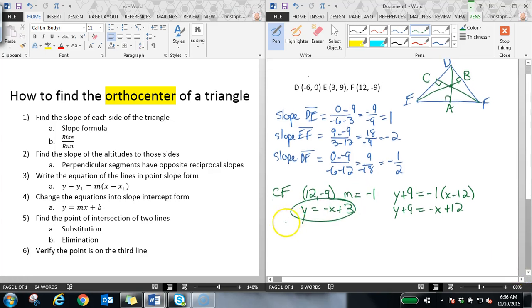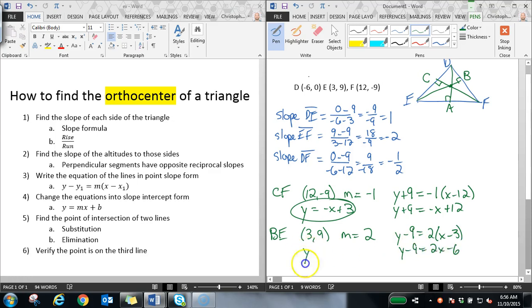And we do this for all the other ones. The point we're going to use is E, 3, 9. Well, the altitude from E is perpendicular to DF. DF's slope is negative 1 half, so the opposite reciprocal is 2 over 1. And again, this plugs in. We distribute to get this into slope-intercept form. We add 9 to both sides. y equals 2x plus 3.